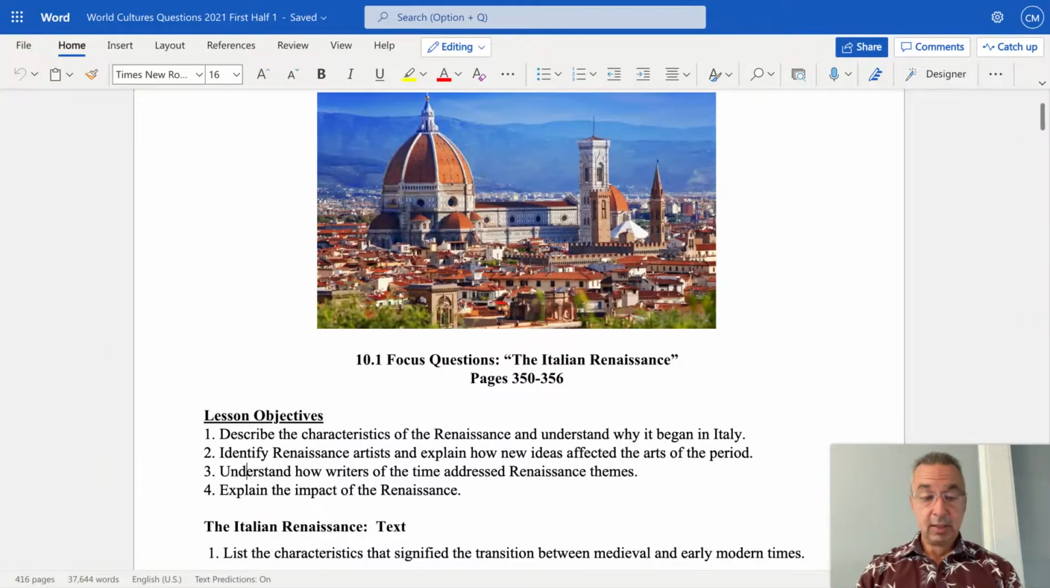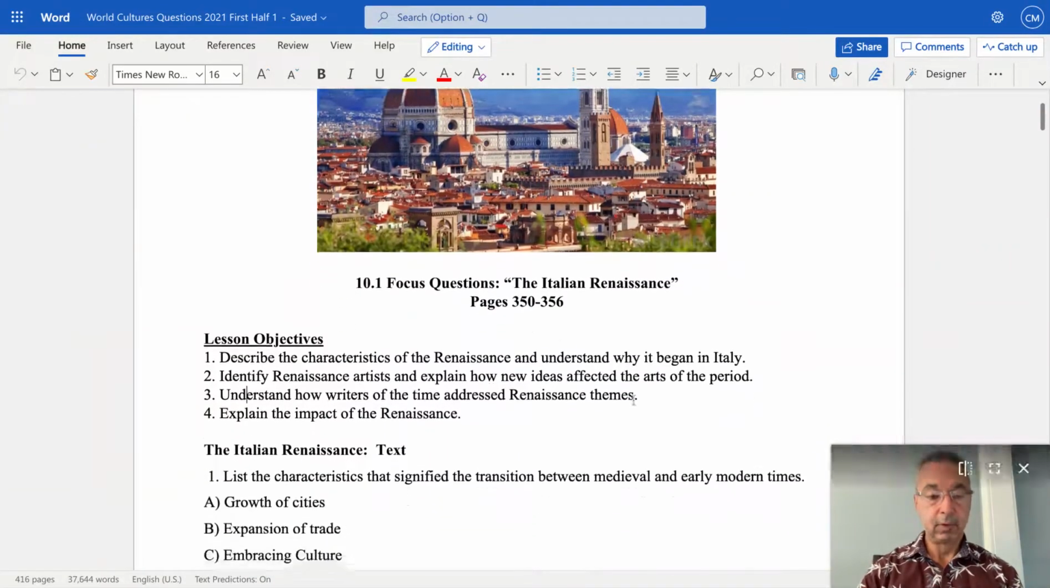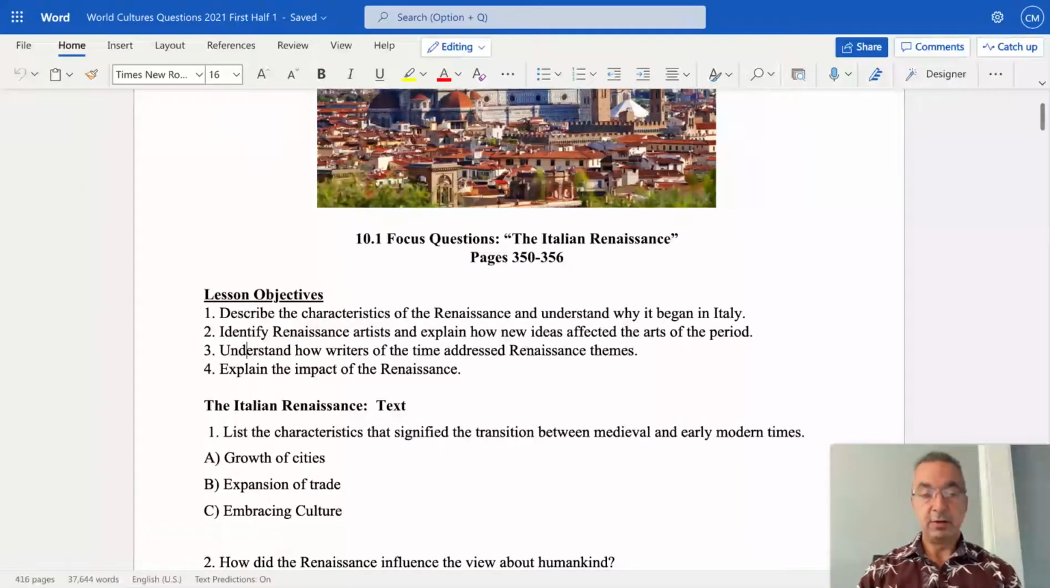So the first question: one, list the characteristics that signified a transition between medieval times and early modern times. When you think about those periods of time, hopefully something pops into your head when you think about medieval times versus modern times. Some of the characteristics that signaled a transition would be the growth and expansion of cities, people coming together.